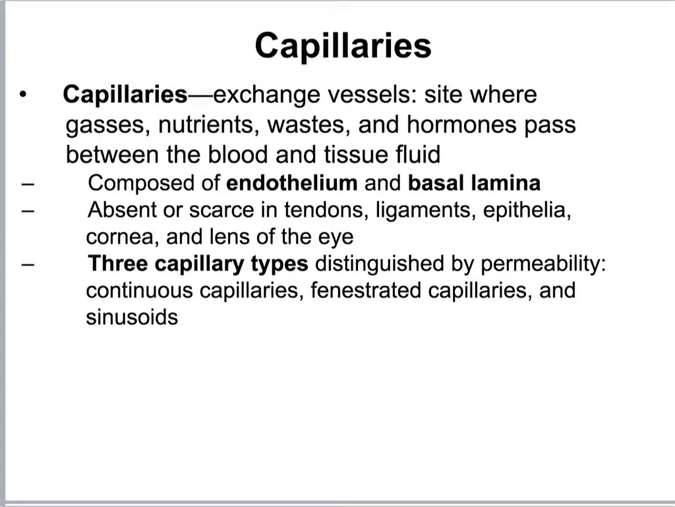You find them almost everywhere in the body, because pretty much everywhere in the body needs oxygen. Anywhere the oxygen is going to go has to have capillaries going to it. Where do you not find them? You don't find them in tendons, ligaments, epithelia, and the cornea and lens of the eye.